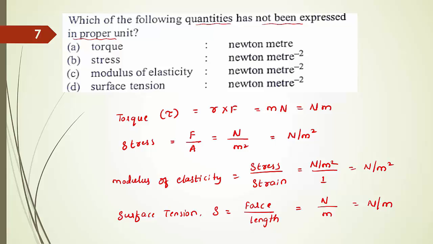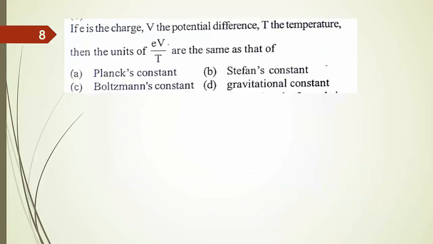Now you can observe which quantity is not expressed properly. Torque is measured in Newton meter. Yes, it is right. Stress is measured in Newton per meter square. Yes, this is also correct. Modulus of elasticity is measured in Newton per meter square. This is also correct. Surface tension is measured in Newton per meter, but here it is given as Newton per meter square. So this is wrong. So the right option is D. Surface tension has not been expressed in a proper unit.